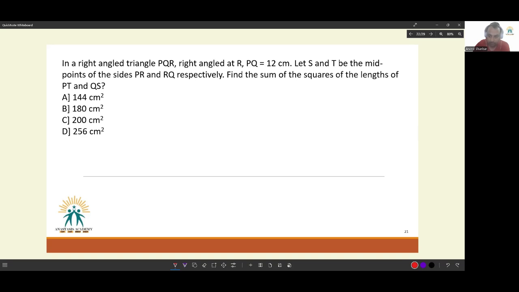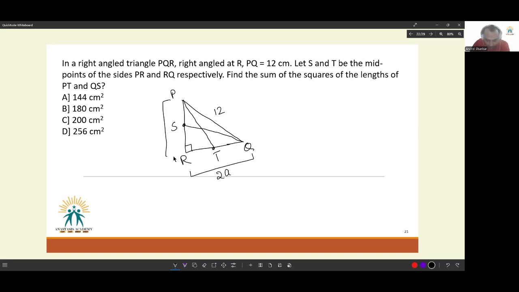in right angle triangle PQR, right angle at R, PQ is 12. This is P, this is Q, this is R, this is 90 degree, and this is 12. Let S and T be the midpoints of PR and QR. This is S, this is T. Find the sum of squares of lengths of PT and QS. Easily done. Let's say RQ was 2A, PR was 2B.